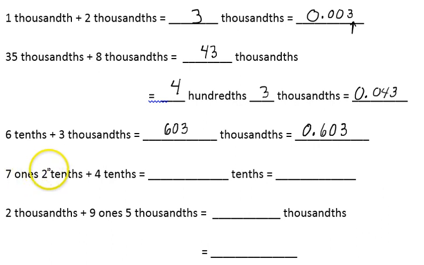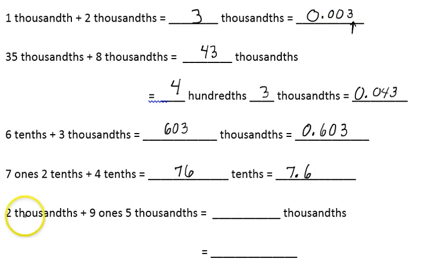Here I have 7 ones, 2 tenths, and 4 tenths. If I write it in standard form first, I know that that's a total of 7 ones and 6 tenths. How many tenths is that altogether? Well, 7 ones would be equal to 70 tenths. 1 whole is equal to 10 tenths, so 7 wholes would be equal to 70 tenths. I also have 6 more tenths, so it would be equal to 76 tenths.